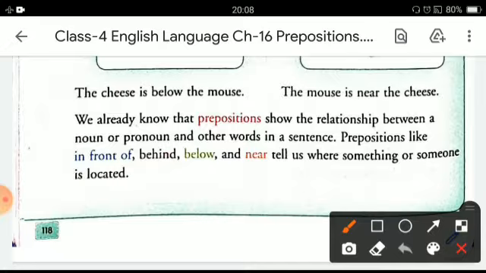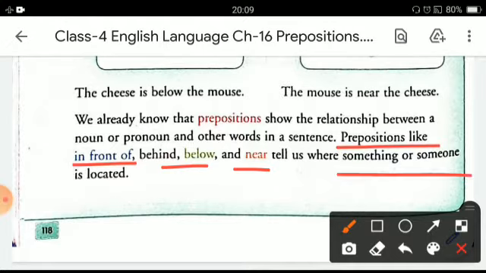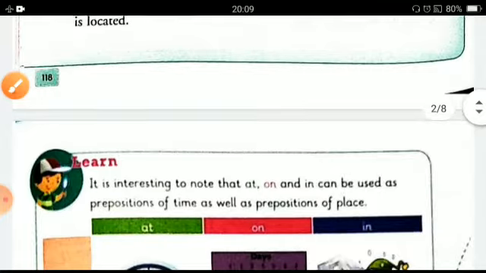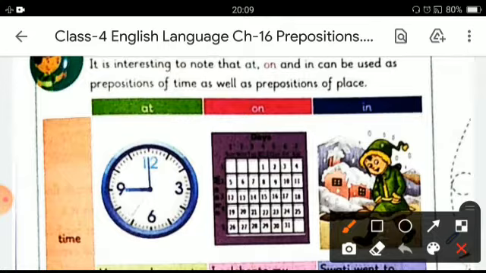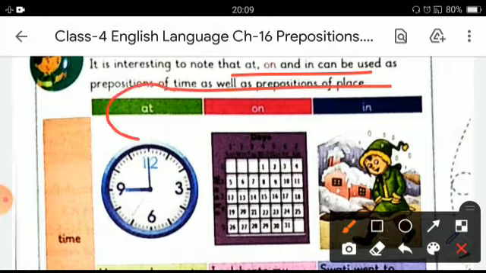We already know that the preposition shows the relationship between a noun or a pronoun and other words in a sentence, and prepositions like in front of, behind, below and near tell us where someone or something is located. Now let's learn something interesting: prepositions like at, on and in can be used as prepositions of time as well as the preposition of place. So let's see the use of at, on and in.